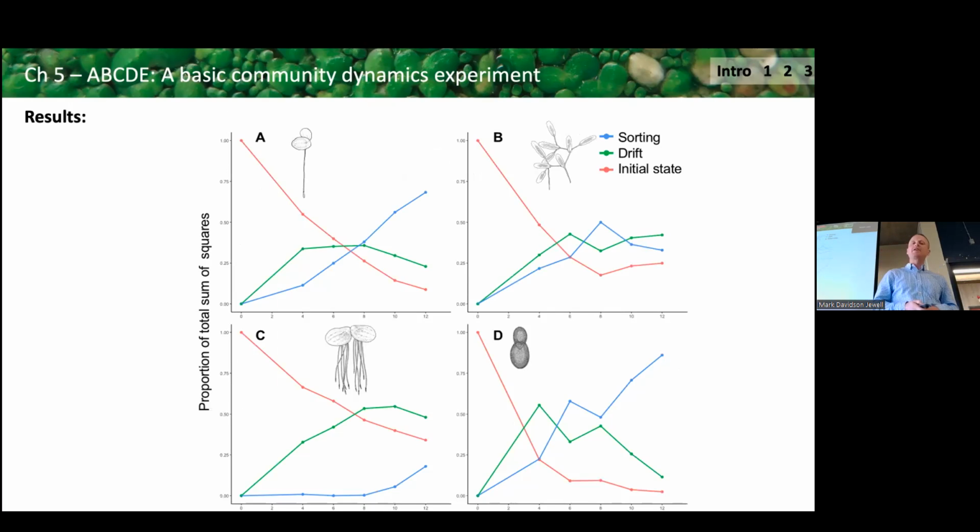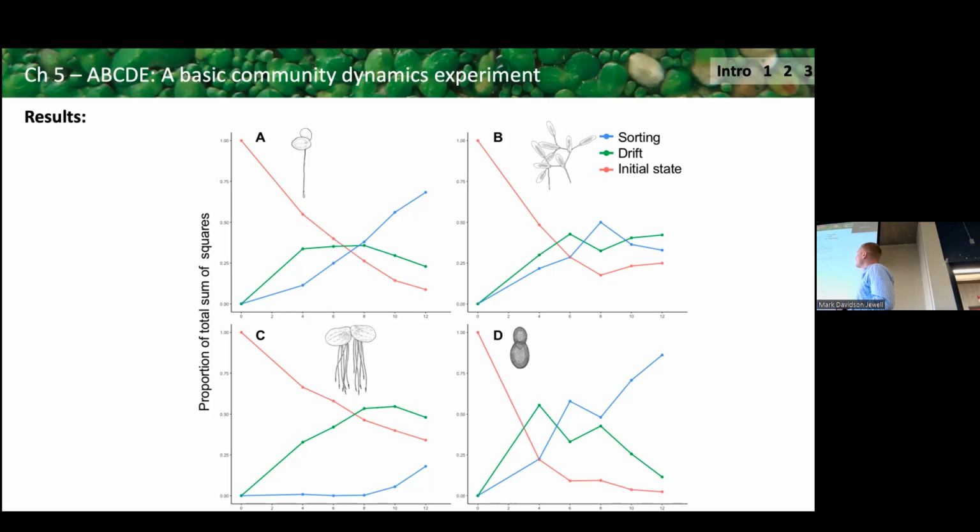So we see that at the beginning of the experiment, initial state is the main contribution to community change. Why? Because communities haven't yet had the time to change. As the experiment progresses, the contribution of initial state starts to decay, and the contributions of sorting and drift increase. By the end of the experiment, the dynamics are mostly governed by sorting, but it's extremely species dependent. The best example is right here. We have Spirodella, where species sorting, the blue line, is marginal the entire time. So the dynamics are governed largely by ecological drift. Whereas for the other species, like especially these 2, the effect of sorting is overwhelming.